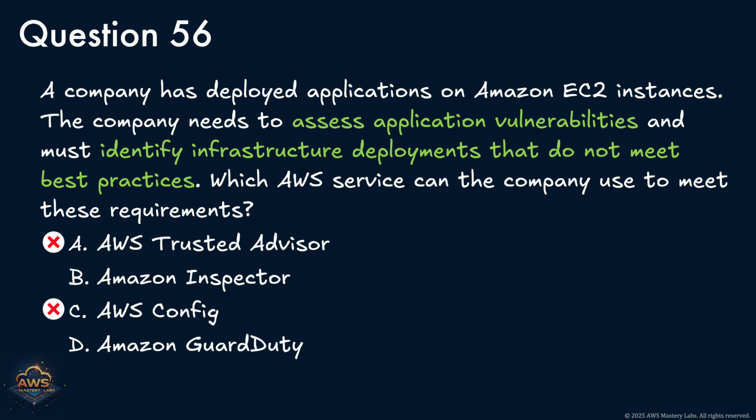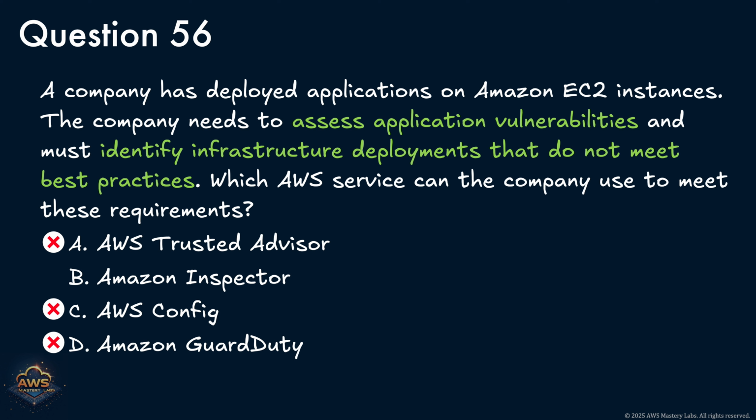Option C, AWS Config. AWS Config provides configuration compliance monitoring. It records and evaluates the configurations of AWS resources over time and supports custom rules to ensure alignment with compliance policies. However, it doesn't analyze code or scan EC2 instances for application-level vulnerabilities. It's more of a governance and auditing tool than a security scanner. Incorrect, because AWS Config tracks resource compliance but doesn't scan for vulnerabilities.